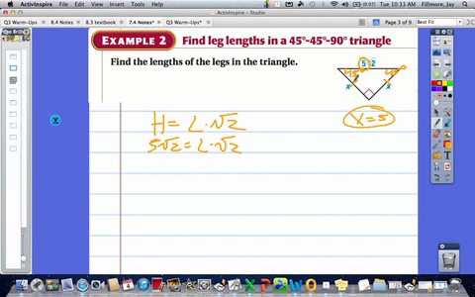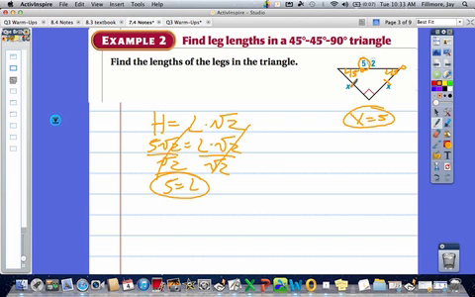Or if you like to do it the longer algebraic way, just to get a grasp of the concept, we can divide both sides by root 2 here, and the leg is 5 still. So it's easy. If this is 5 root 2, the leg is 5. If this was 12 root 2, the leg would be 12. If this was 16 root 2, the leg would be 16.